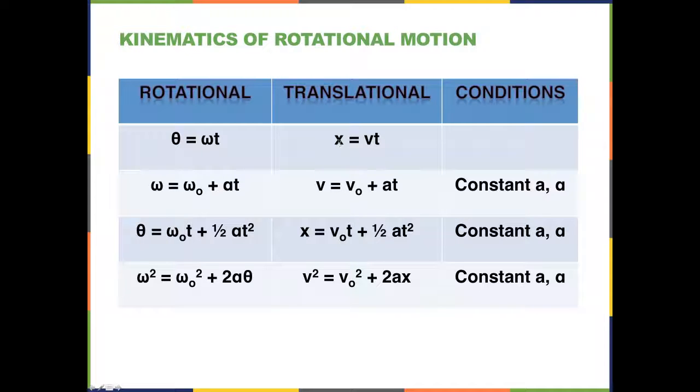So, for example, distance, or x, is equal to velocity times time. Angular displacement is equal to angular velocity times time. Final velocity is equal to initial velocity plus translational acceleration times time, with a constant translational acceleration. The final angular velocity is equal to the initial angular velocity plus the angular acceleration times time, with a constant angular acceleration, and so forth. If you already know or have memorized these formulas, then these should be pretty easy to remember.